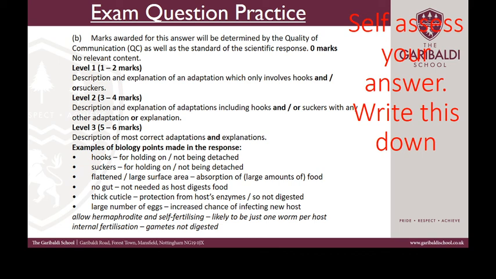Some of this you would have known before. Some of you can use the information that is common knowledge to you, for example, large number of eggs. That's how a lot of parasites spread in the host. They produce so many eggs, their reproduction rate is so high. You can also say hermaphrodite or self-fertilizing, which means it doesn't need a mate or a partner to breed, like to be just one worm per host, internal fertilization. So I would like you to pause the video, self-assess your answer and write this down.